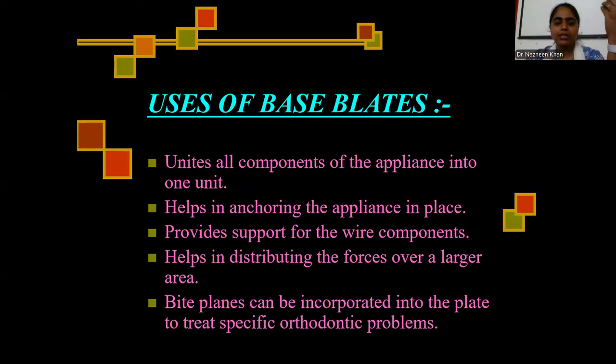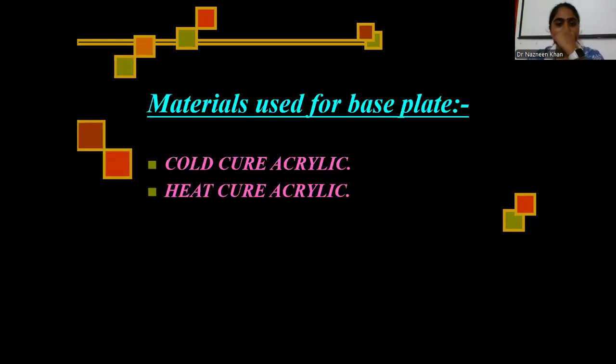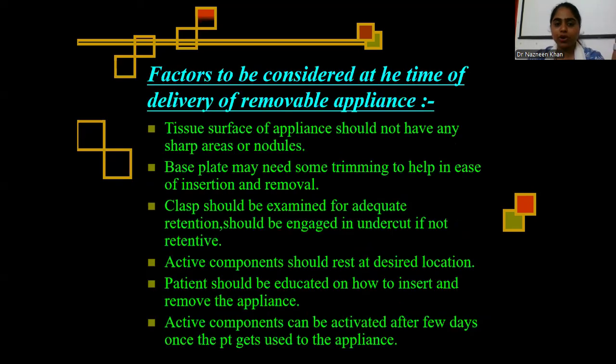Base plate. It unites all the components of the appliance into one unit, helps to anchor the appliance in the plate, and helps in distributing the force over a larger area. A bite pin can be incorporated into the plate to treat specific orthodontic problems. Thickness should be 1.5 to 2 mm. Material used can be cold cure or heat cure.